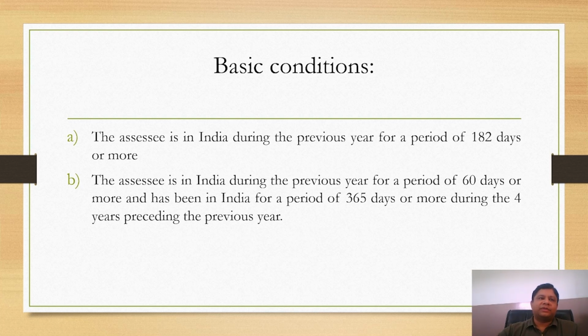So, if we have to decide the residential status, then first we will have to look into the fulfilment of the basic conditions. There are two basic conditions. One is that the person has to be in India for 182 days or more. The other is a period of 60 days or more, plus having been in India for a period of 365 days or more during the 4 years preceding the previous year.